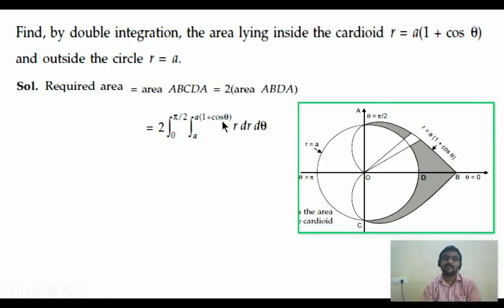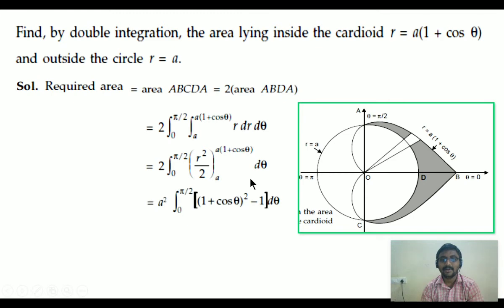Now we have to evaluate this double integral with respect to r first and then theta, because the r limits are variable limits in terms of theta. Now the r integration is r square by 2. Substituting the upper limit as a into 1 plus cos theta and the lower limit as a, we get a square into 1 plus cos theta whole square by 2 minus a square by 2. Clearly the 2 gets cancelled, and we take out a square as common.